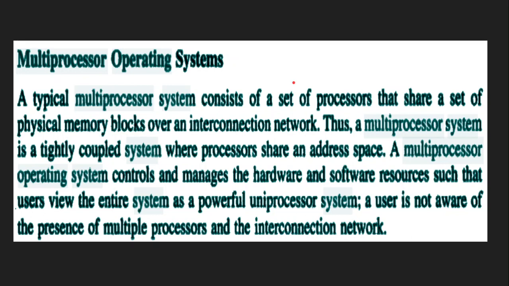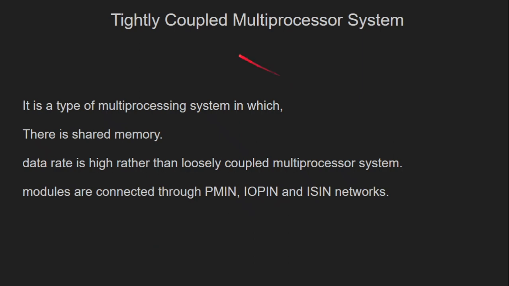Now let us see the various types of multiprocessor systems. One is the tightly coupled multiprocessor system. As the name implies, the memory is shared among the multiple processors. So the memory is common. Each processor can access the common memory area. The quality of these systems is that the data rate is higher than the loosely coupled multiprocessor system, because they have a shared memory. So the data access rate will be higher.